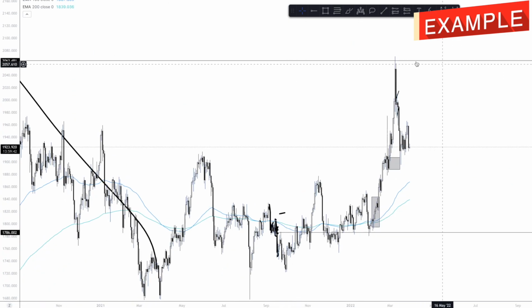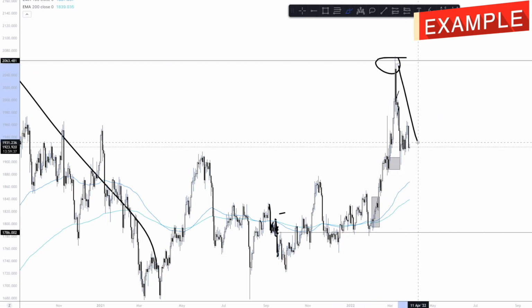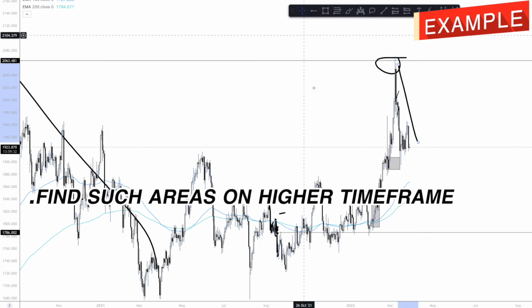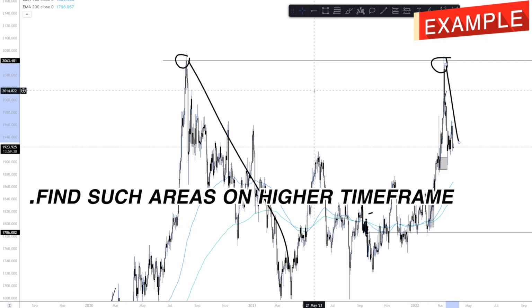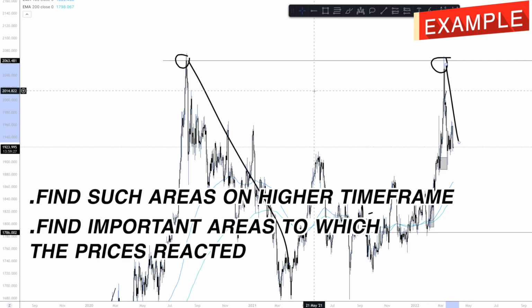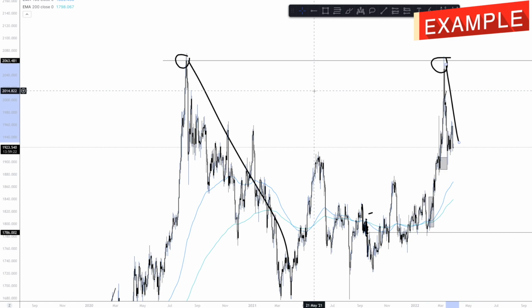The next time when the price moved up, you can see how the price rejected this and then dropped down sharply, right? So what you have to do is first find such areas on higher time frame, and then only find important areas to which the prices really reacted. And it can also be patterns. It's just that in this example, I'm taking a resistance to show you how to do that.